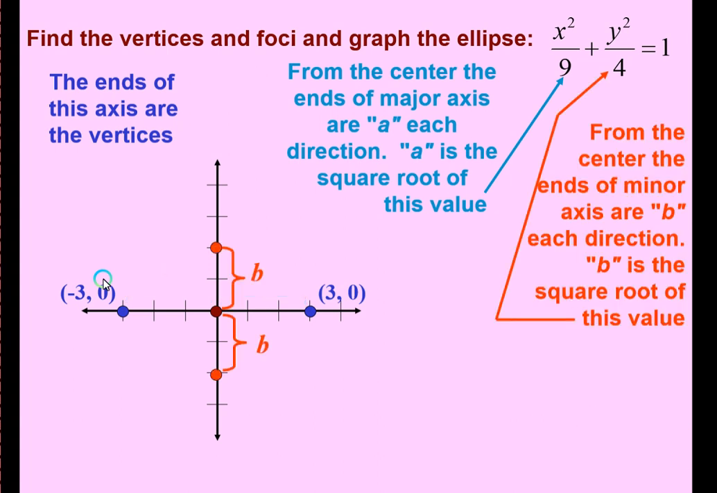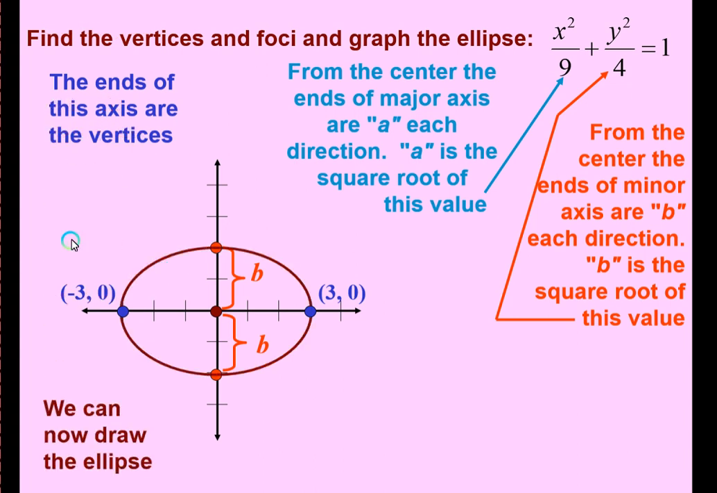Next, from the center, the ends of the minor axis are the square root of this one, or our b. So we count b units from our center going upward and going downward because this is our minor axis. So we have 1, 2. This will be the value. So we have b upward and b downward for your minor axis.